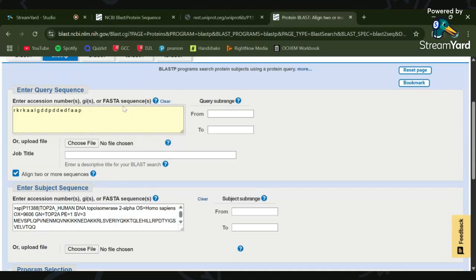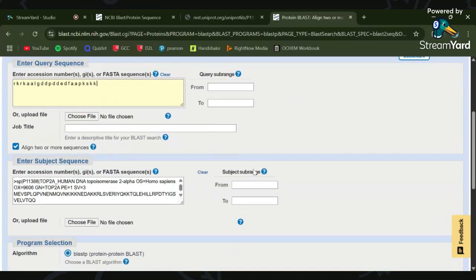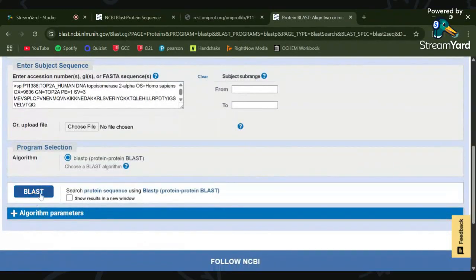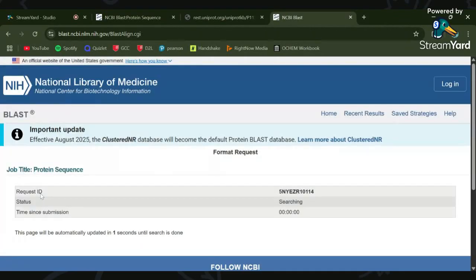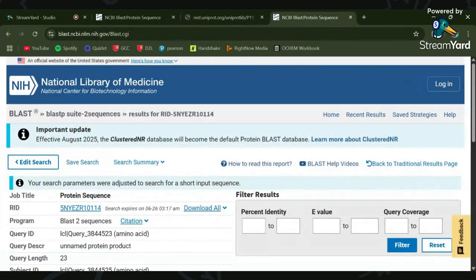Give me 1 second. I lost my spot. So you can see why it's good to try to use that regular notepad, because then you can keep reusing. It's going to be a lot faster. Okay, so just BLAST it. So we're going to test our hypothesis that a human doesn't have the same localization signals as Aspergillus.